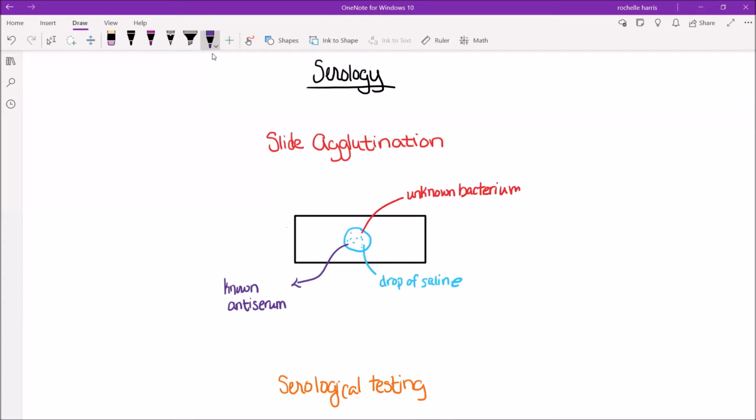Now, if we see with this combination clumping, or agglutination, then here we have a positive test.